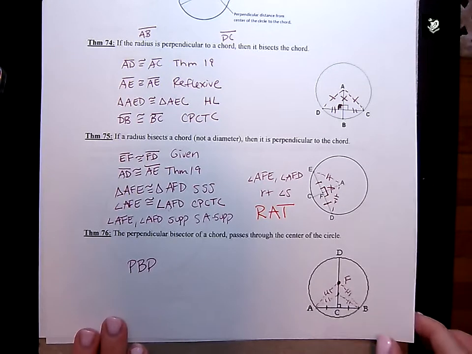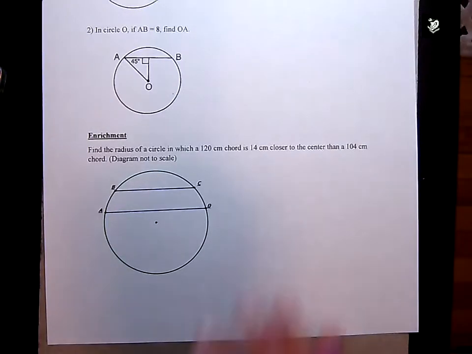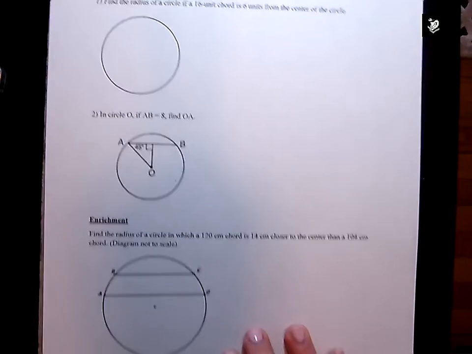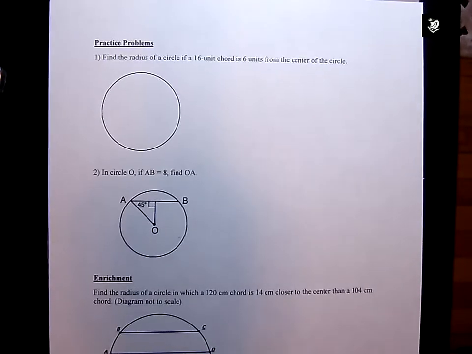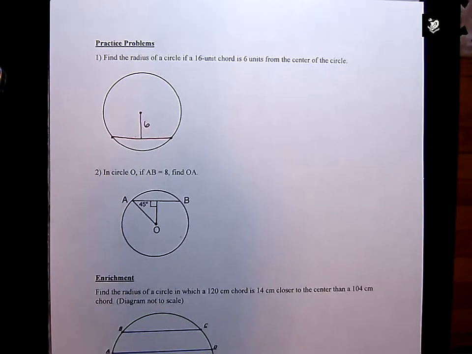Now I'm going to show you just a few quick practice problems. So feel free to pause me, try the problem on your own first, and then check your answer as you go. So the first problem says, find the radius of a circle if a 16-unit chord is 6 units from the center of the circle.